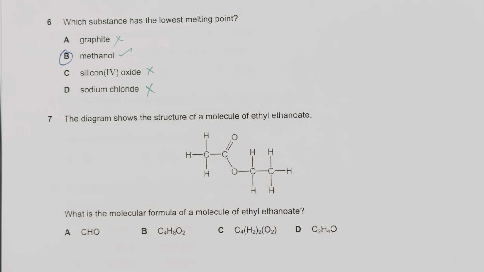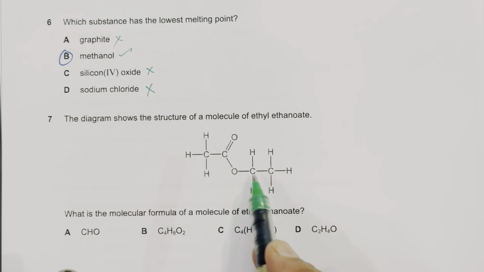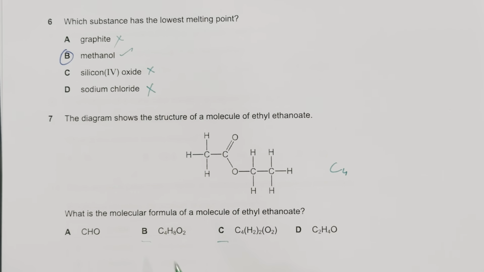Coming to question number 7. Question number 7 is that the diagram shows the structure of a molecule of ethyl ethanoate. What is the molecular formula of ethyl ethanoate? You need to count the number of carbon atoms. 1, 2, 3, 4. There are 4 carbon atoms in it. Only options C and B have 4 carbon atoms.